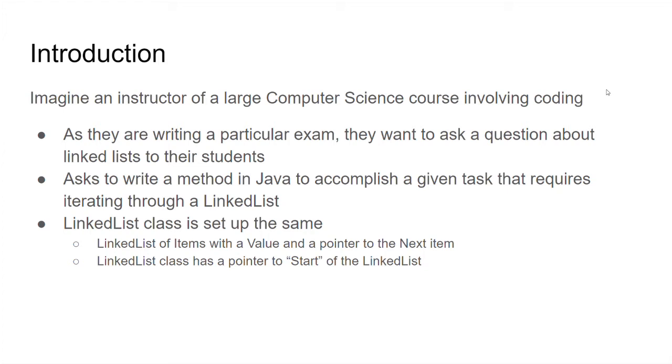In this instance, as they're writing a particular exam, they want to ask a question about linked lists to their students. Specifically, they ask to write a method in Java to accomplish a given task that requires iterating through a linked list. The linked list class is set up the same, with a linked list of items with a value and a pointer to the next item. The linked list class has a pointer to the start of the linked list. The instructor poses it as 4 different variants.